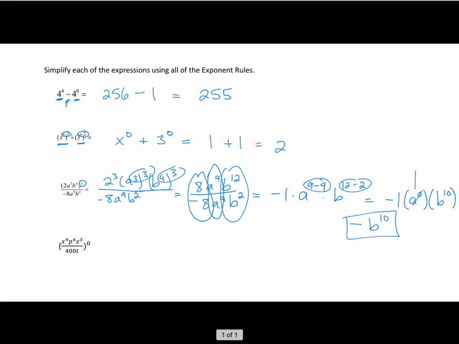For our fourth example, we have a quotient to a power. So we can give that power of 0 to each part of this quotient, right? But you know what's easier? Why don't we just say any base raised to the 0th power is 1.